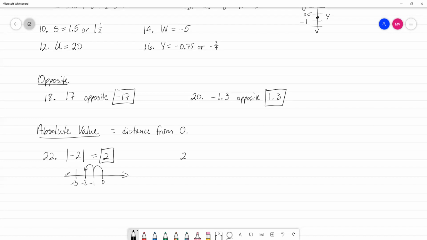All right, 24 is the absolute value of -1/2, which is 1/2. Because just because you're moving a half step to the left doesn't mean you're not moving a half a step.